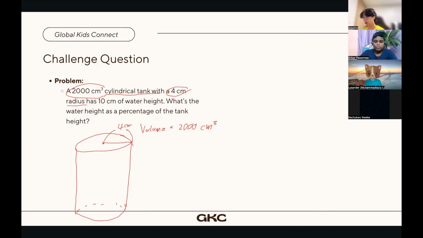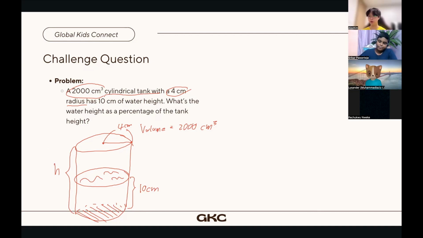And then it says there's 10 centimeters of water height. So if the inside here is filled with water, like here, then we can say that the height of the water itself is 10 centimeters. While we do not know the total height of the cylinder itself, we can find it. And so how do we find it? We find it using the equation for finding the volume of a cylindrical tank, which is the base area, or the area of the shape on the bottom, multiplied by the height.